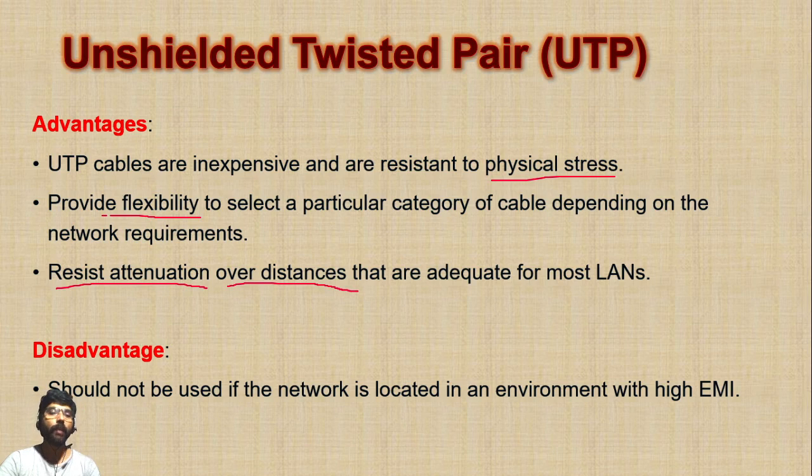But it has some disadvantages. It should not be used if the network is located in an environment with high EMI. That means if very high electromagnetic interference is present, such as near motors or heavy machinery equipment where the EMI is more, we cannot use UTP.